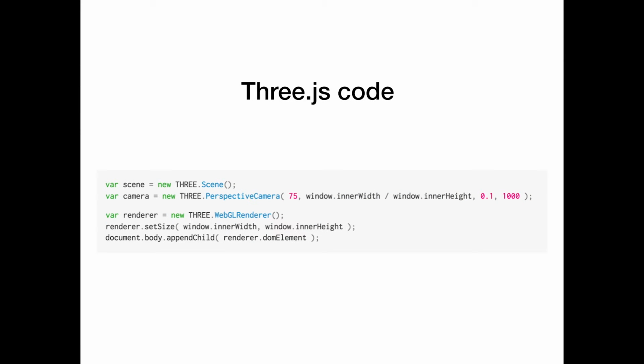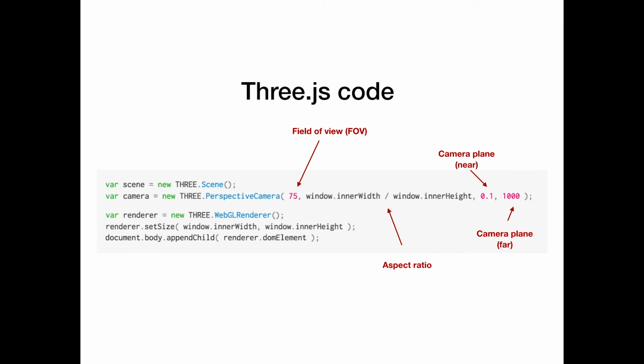Let's take a look into Three.js code. At first, we create a scene that in fact is a 3D object container. On the next line, we create a perspective camera and apply a field of view, aspect ratio, and camera near and far clipping plane distances. After that, we initialize a WebGL renderer object and set its size to be equal to our viewport size on the next line.